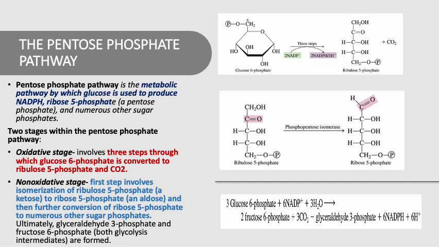Now, there are two stages within the pentose phosphate pathway, the oxidative stage and a non-oxidative stage. The oxidative stage, which occurs first, involves three steps through which your glucose 6-phosphate from glycolysis is converted to ribulose 5-phosphate and carbon dioxide, as you can see here. Now, the second stage is the non-oxidative stage, in which your ribulose 5-phosphate is isomerized to ribose 5-phosphate, which is ultimately converted into glyceraldehyde 3-phosphate and fructose 6-phosphate.